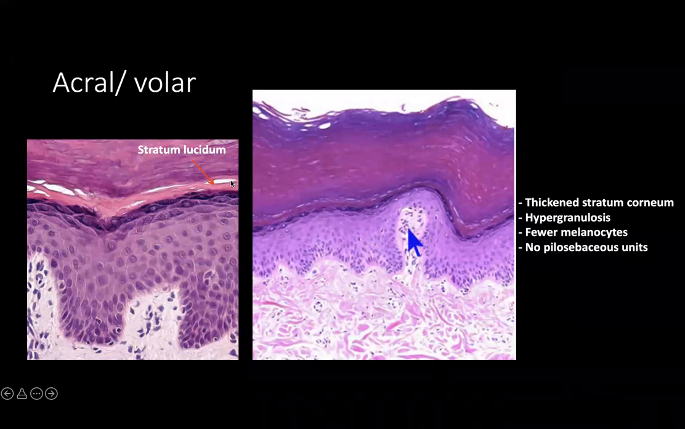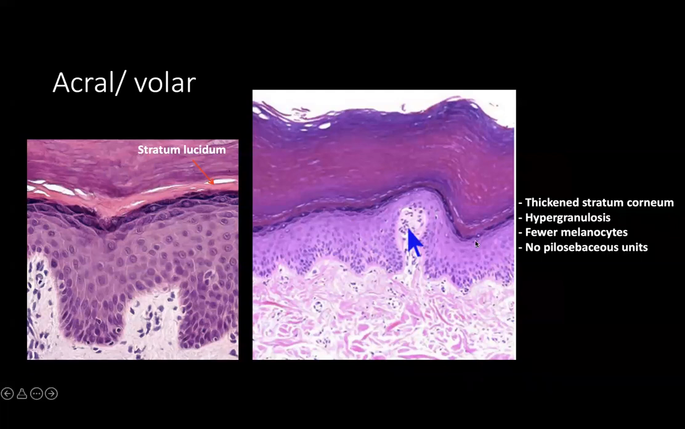And then the stratum lucidum is kind of this artifactual layer of skin that you most often see in the acral or volar skin. It's kind of this clear spacing that separates in the histologic processing. Then you go into your stratum granulosum, which is very thick as well in the acral or volar skin, so hypergranulosis, just because of it being on that site.